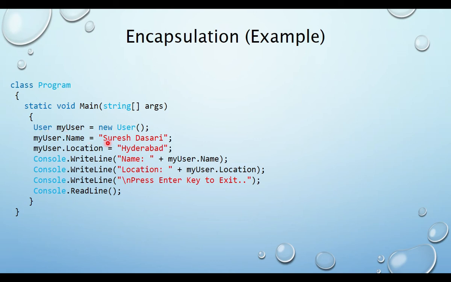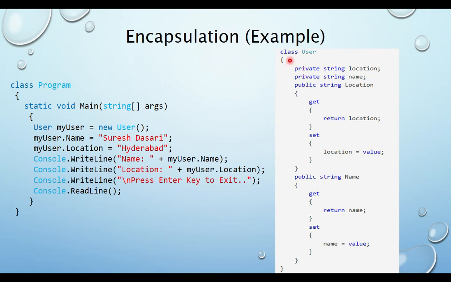After that, we wrote Suresh Dasari for the name of our myUser object, and Hyderabad for the location of our myUser object. Then we wrote some text showing the name and the value of the name, the location and the value of the location, and then instructing the user to press a key to exit. Now let's look at the definition of the user class.